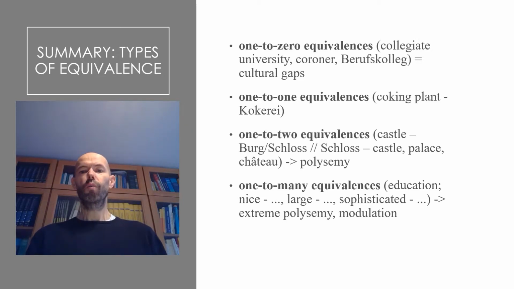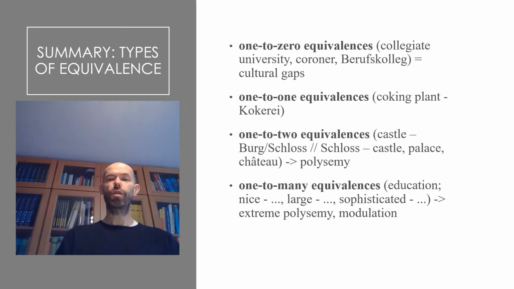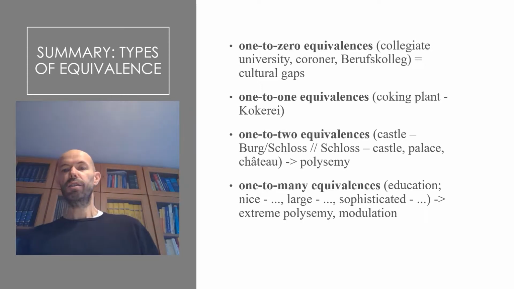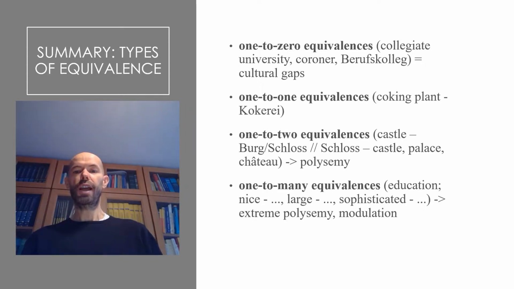Then there are 1-to-2 or 1-to-3 equivalences in the translation direction English-German. We have castle, which translates as either Burg or Schloss. In the other direction, we have a triple choice. We have Schloss, and in English we have castle, palace, and chateau. So this is what is usually known as polysemy.